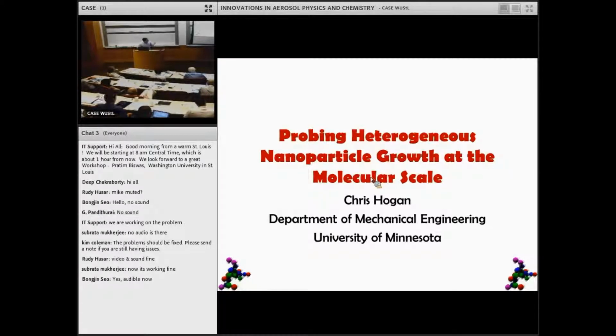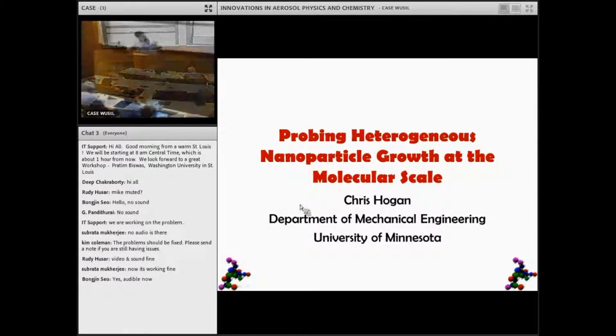I want to talk primarily about some experiments we've been doing looking at really, really small nanoparticles. We can call them clusters and how they grow, trying to look at individual successive vapor molecule uptake events as best we can.